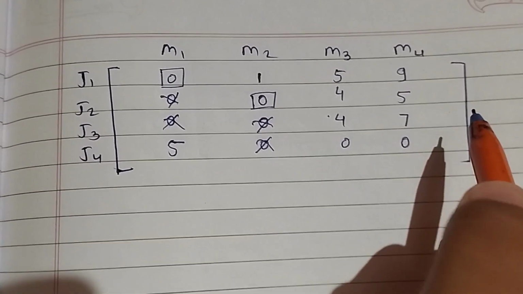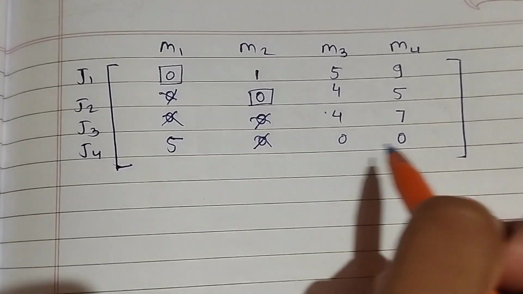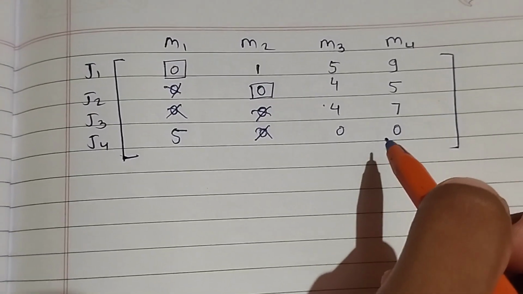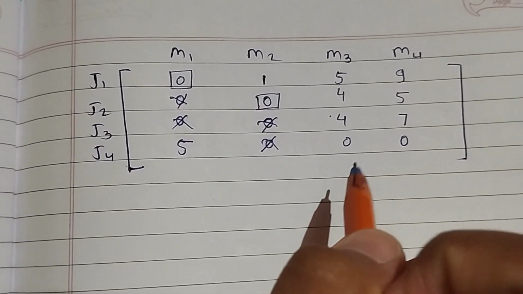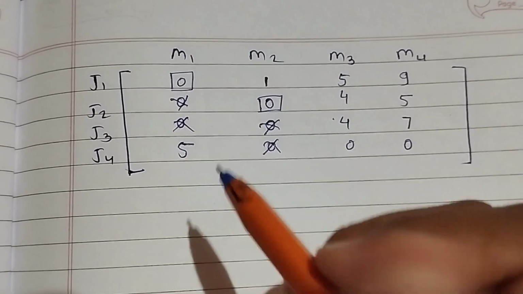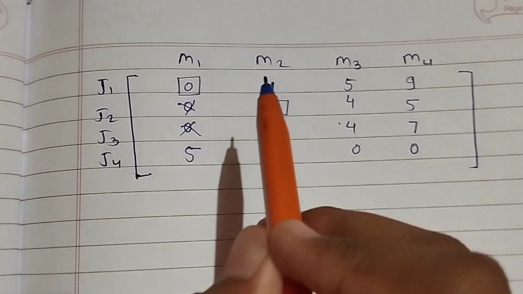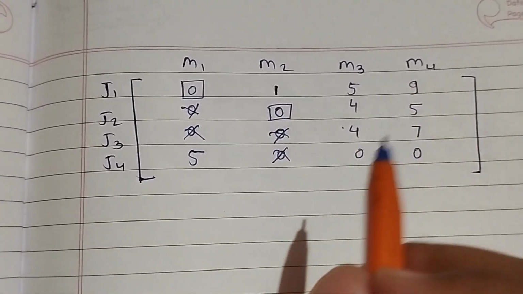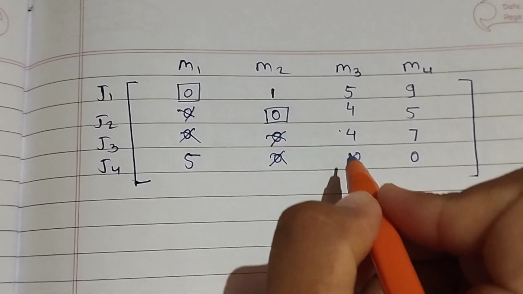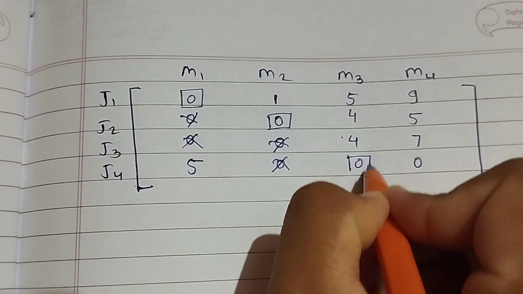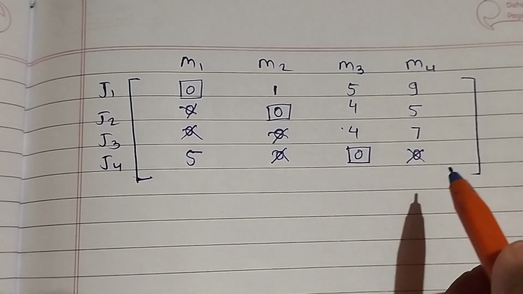In the third row, no 0 remains to assign, and in the last row 2 zeros are present. But we first check whether any row or any column has a single 0 present. So now we check the columns. The first column has one assignment present. The second column also has one assignment present, and no 0 remains to assign there. But in the third column a single 0 is present, so we assign that 0 and cross the respective zeros.